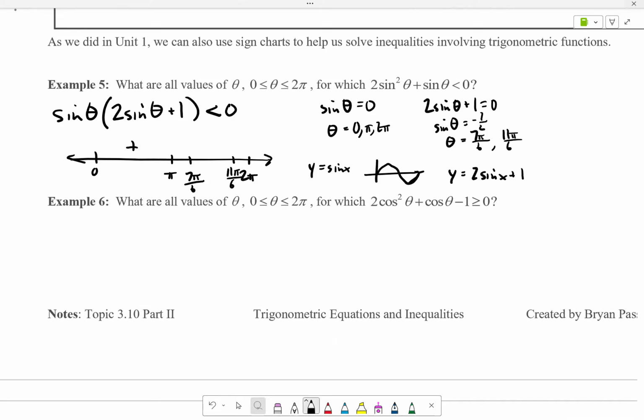Can you please make a quick graph of 2 sine x plus 1? And check with your neighbor once you finish that. It's a quick little step. I like that I'm hearing amplitude. That's good. 2 thumbs up from me.